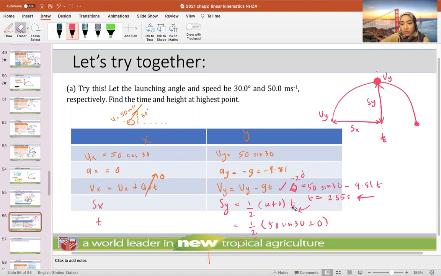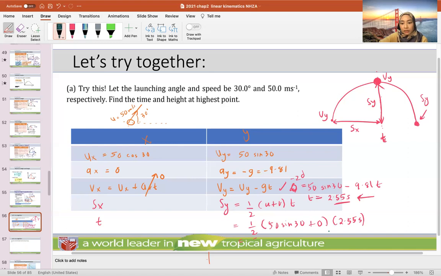Okay, so if I solve for Sy now, will I get the displacement Sy over here or will I get the displacement over here at the maximum height? Which displacement will I get with 2.55 seconds ni? Will I get the displacement at the end or will I get the displacement at the maximum height? Tengok equation ni. What displacement will I get? Apa dia? Maximum height. Maximum height.